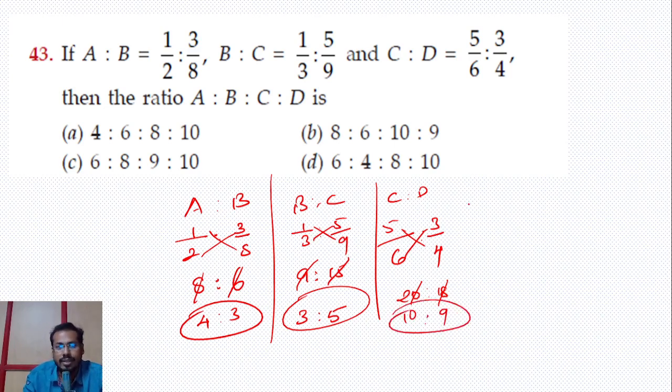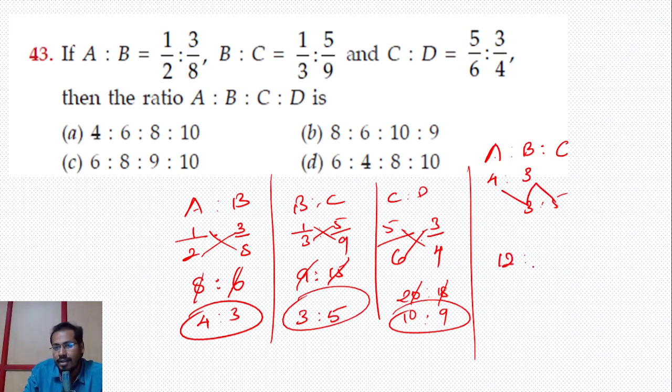Now, what is the ratio of A is to B is to C is to D? As usual, write A is to B is to C first. Okay, 4 is to 3, 3 is to 5. Take zigzag multiplication. 4 3 times 12, 3 3 times 9, 5 3 times 15. This is A, B and C.